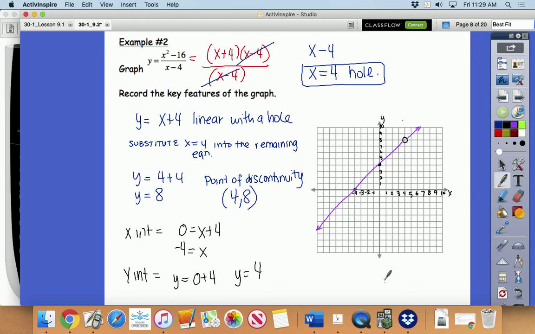So what needs to be included? The key points are you need to write those points, you need to include the point of discontinuity, the x-intercept, the y-intercept, plot those, and then show what your new linear equation looks like, okay? So x plus 4, we have to have the hole to show that it used to be x squared minus 16 over x minus 4, okay?